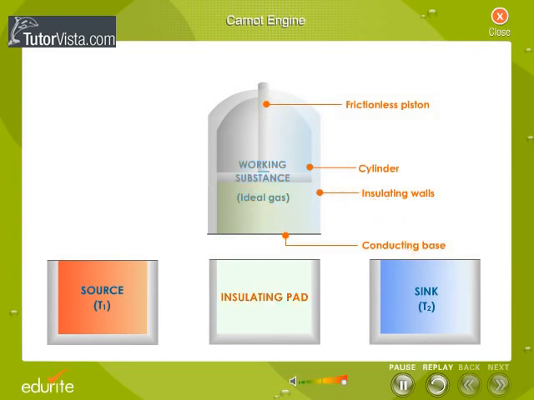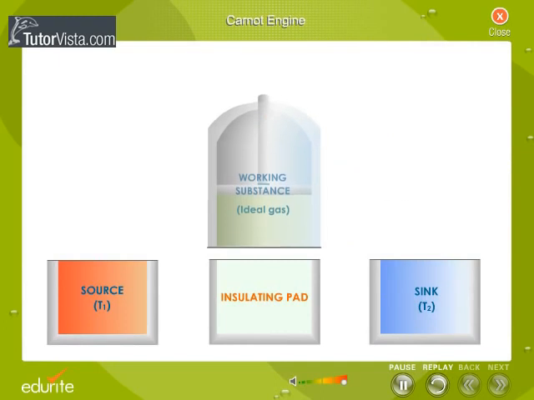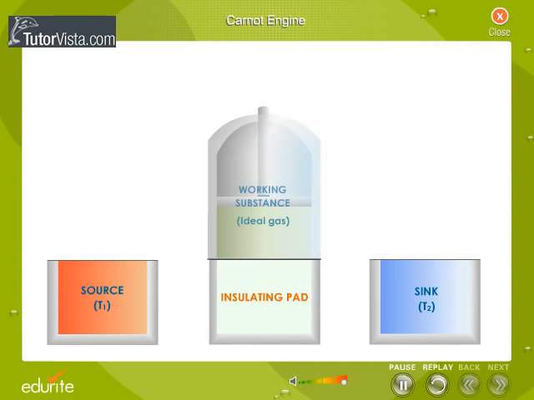Insulating pad or insulating stand. During the operation of the Carnot cycle, the working substance undergoes adiabatic expansion and adiabatic compression. The cylinder is placed on a perfectly non-conducting stand which thermally isolates the working substance inside the cylinder from the surroundings.